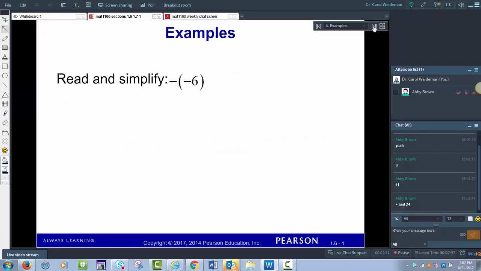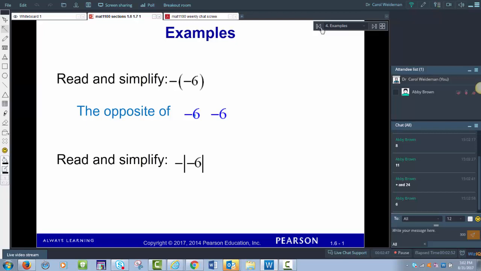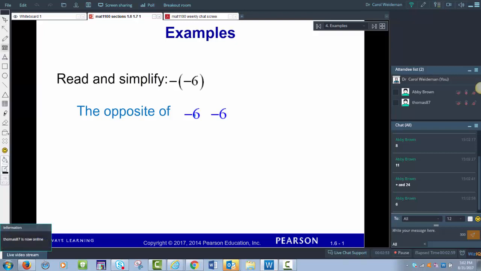Okay, how about this one? Read and simplify. So basically what we're saying here, we take the opposite of -6. The opposite of -6 is 6, right? Oh, I'm sorry. Oh, how did that get messed up? You're right, this should be 6. I don't know why that's, hold on a second, let me get my little tool here. It should be +6, sorry. There we go.